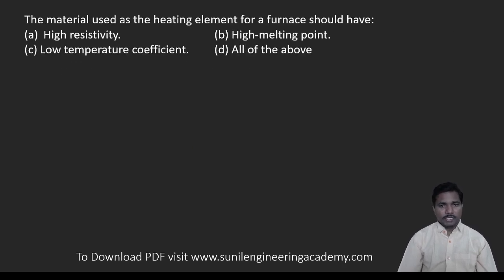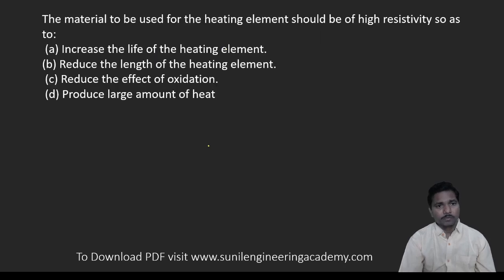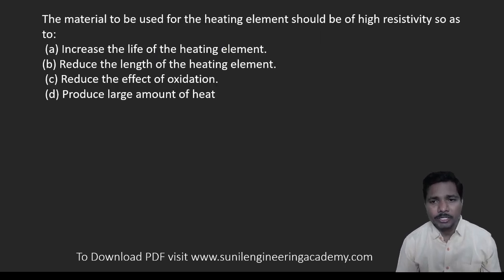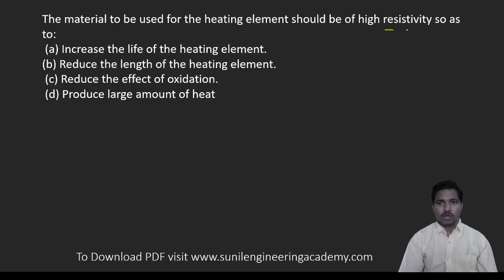The material used as heating element for a furnace should have dash. For a furnace, the heating element must have high resistivity. If it is high resistivity, then high resistance, it absorbs more power. High melting point, yes, otherwise it will melt faster. Low temperature coefficient, yes. So all three options are correct, all of the above is the answer. Very easy question.